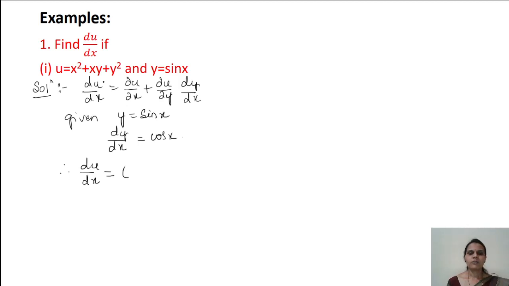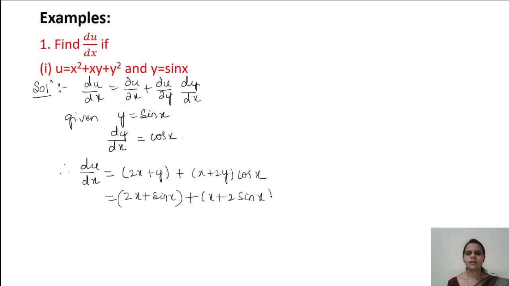dou u by dou x. The value of dou u by dou x, that is the partial derivative of u with respect to x, is 2x plus y, plus the partial derivative of u with respect to y, which is x plus 2y, into dy by dx, which is cos x, which is equal to 2x plus the value of y. Here we replace the value of y, that is sin x, plus x plus 2 sin x into cos x. This is the total derivative of u with respect to x.